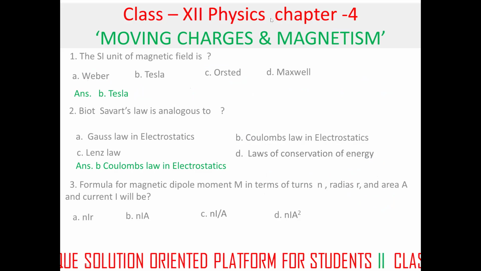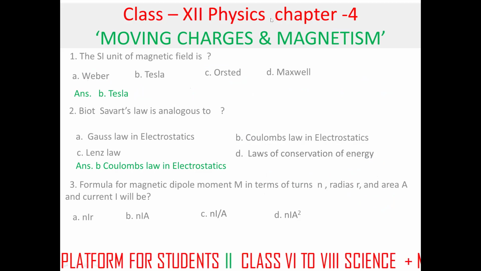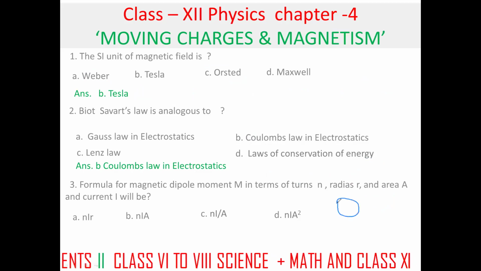Okay, that means the question is like this. If a wire is like this, with one turn, two turns, three turns, four turns, I say number of turns is equal to n. So in this case, if the radius of this is r and the area of this is A, the current I, how much will be the current?